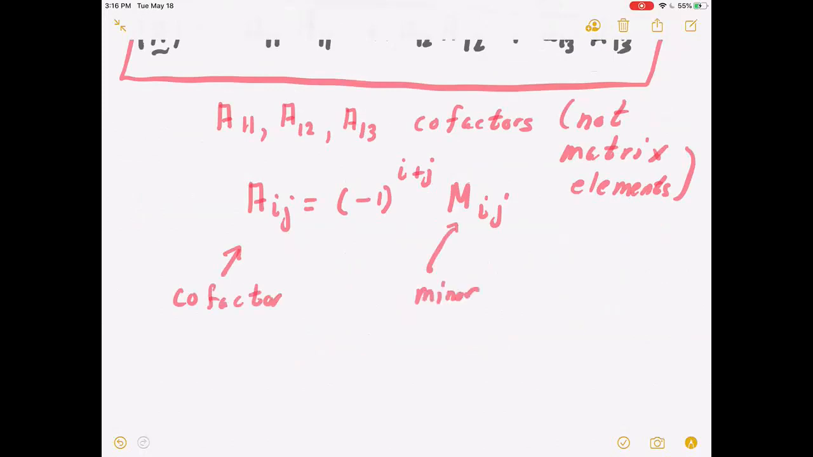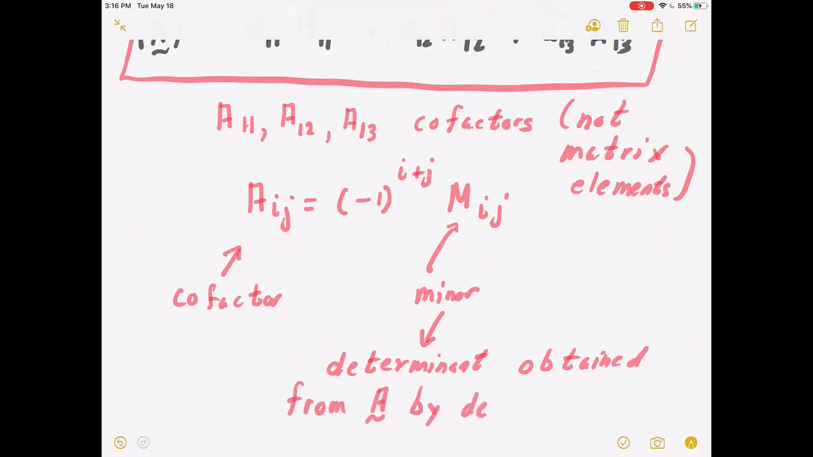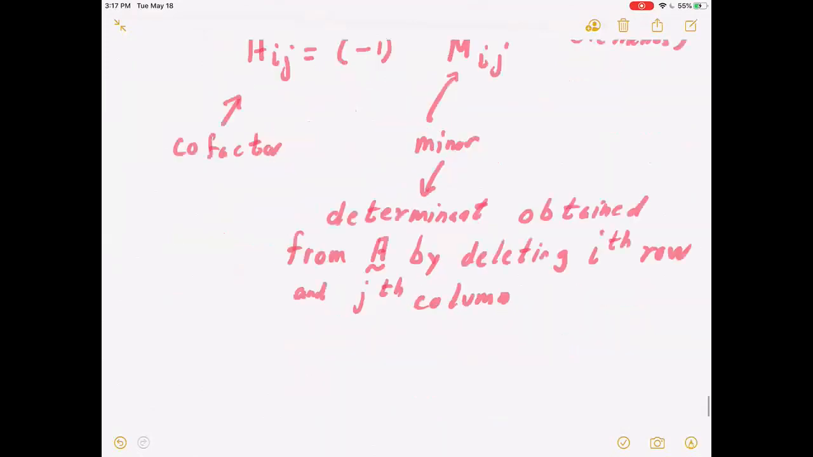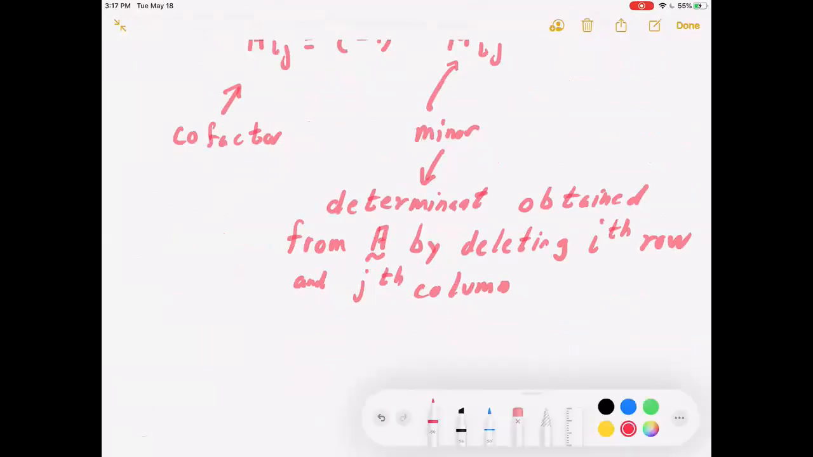So this is a cofactor, capital A, and the minor is indicated by the capital M. And so what is a minor? A minor is the determinant obtained from the original coefficient matrix A by deleting the ith row and the jth column. And that is, in all its glory, the method of cofactors and minors.